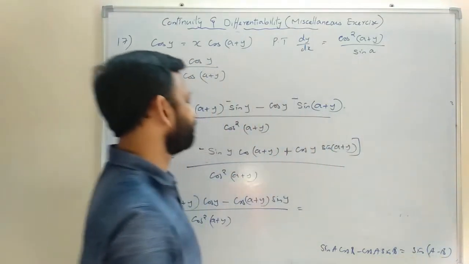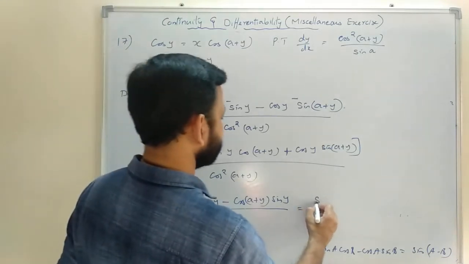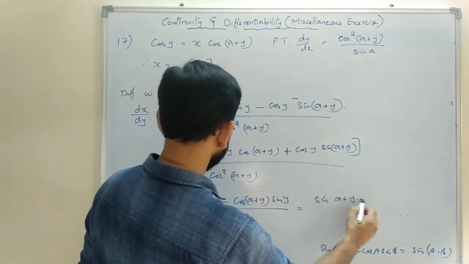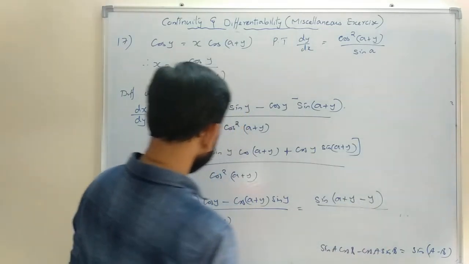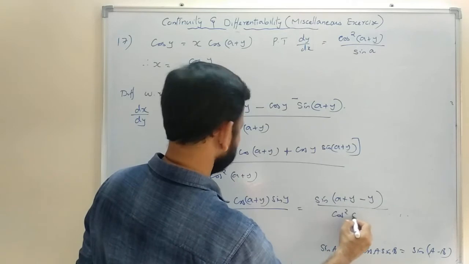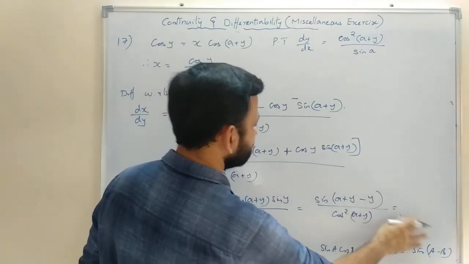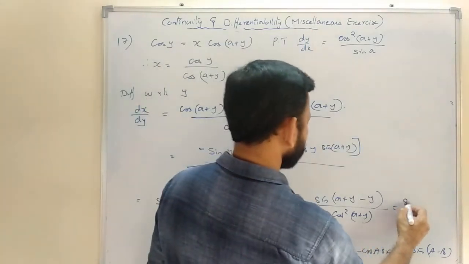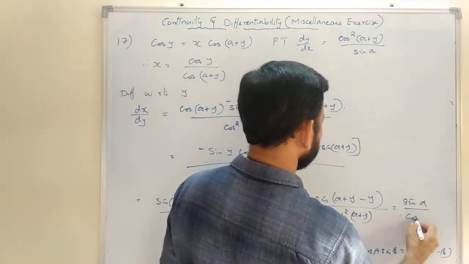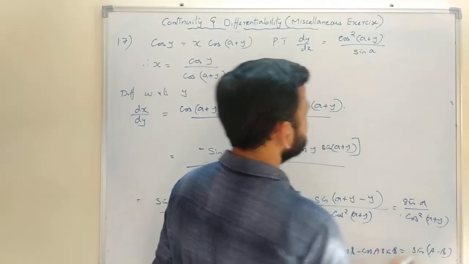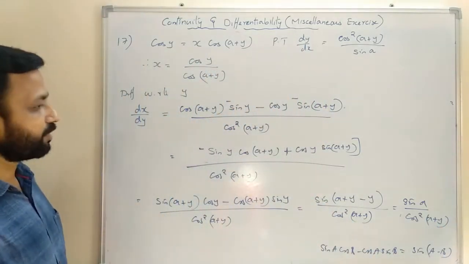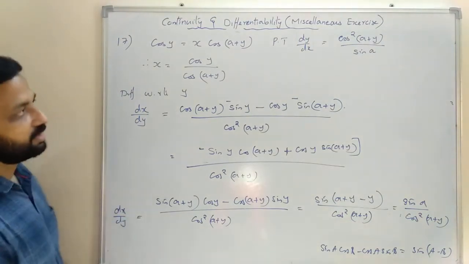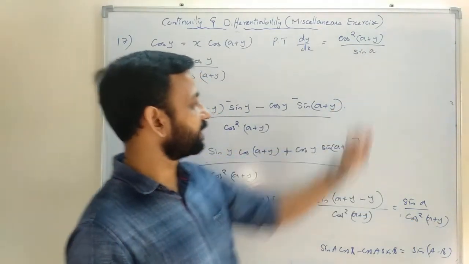So that is the formula. So sin(a minus b) we will write as sin(a minus b). So here (a + y) minus y divided by cos square (a + y). So that is equal to, plus y and minus y cancelled. So we will get sin a upon cos square (a + y). So here this is dx upon dy. dx upon dy equal to sin a upon cos square (a + y).